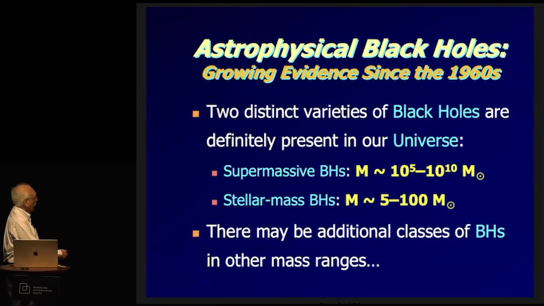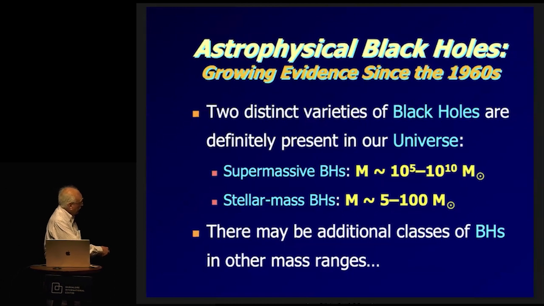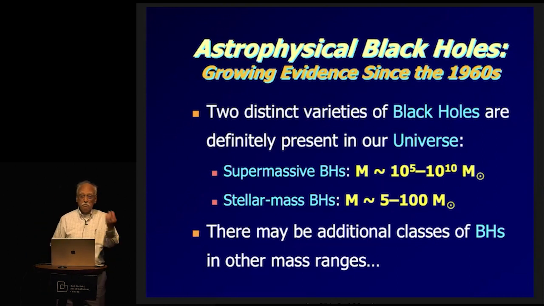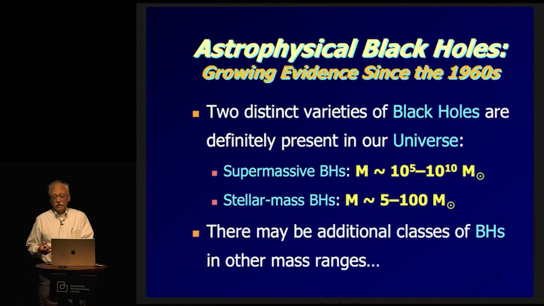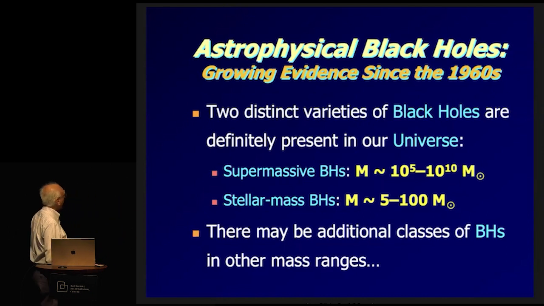People suspect that there may well be other populations of black holes. Maybe there are black holes in this gap, as a third population. We haven't found them yet. There may be black holes below 5. There may be black holes that are so-called mini black holes or primordial black holes. People talk about all kinds. We don't have evidence of these yet. This is what we know for sure. Okay.